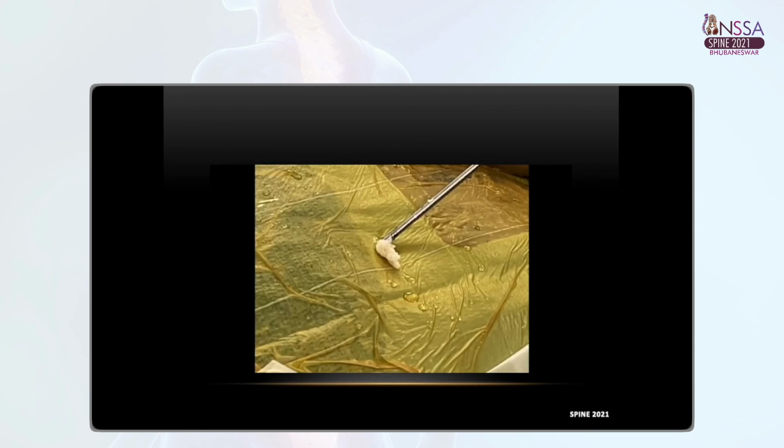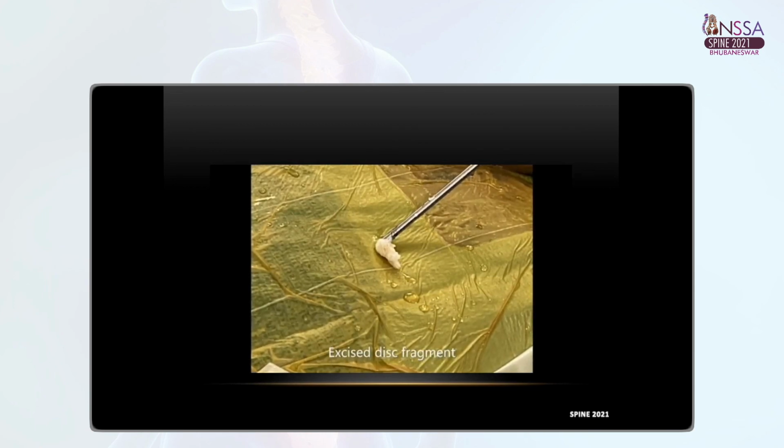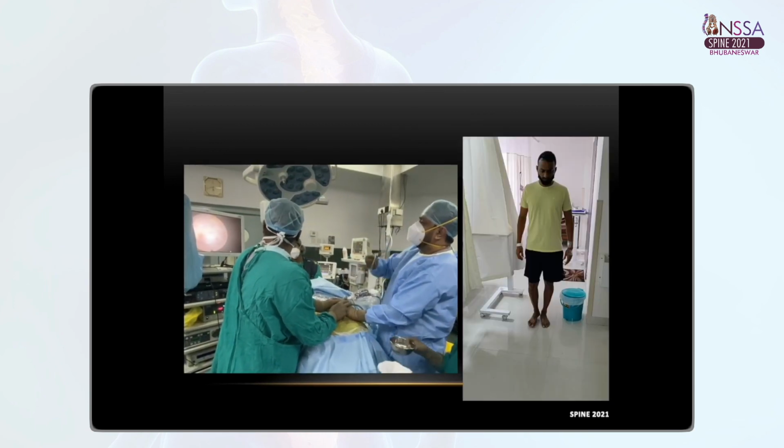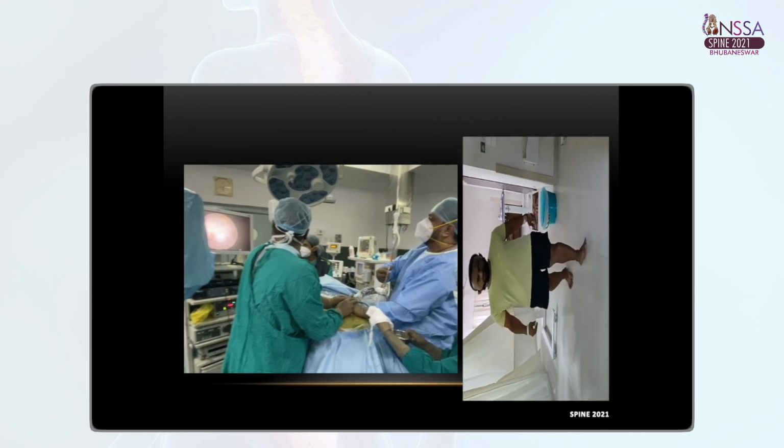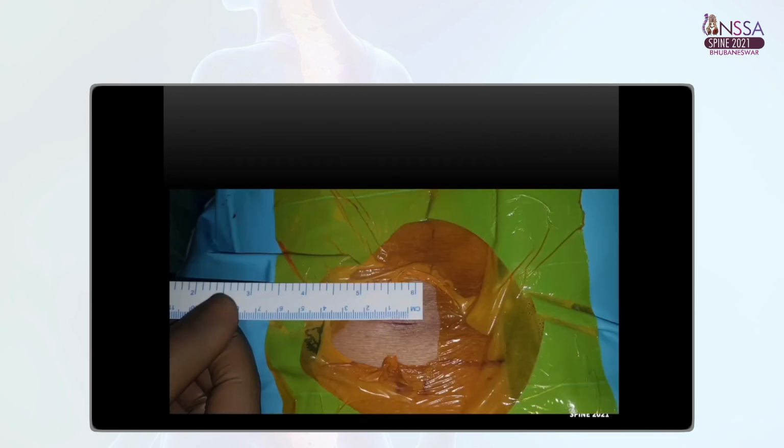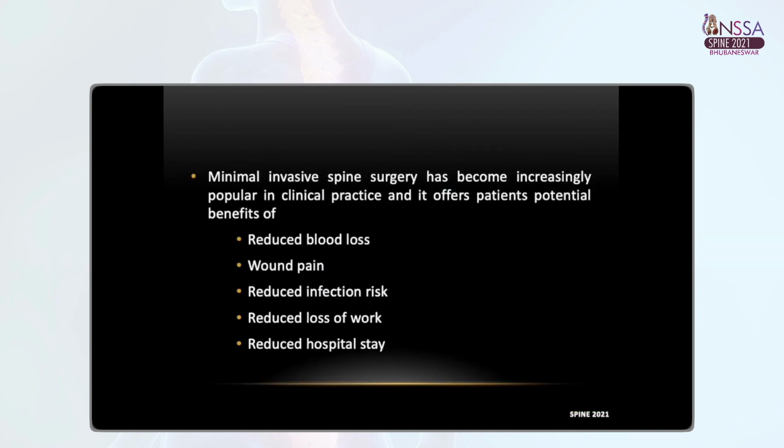We can see here the excised disc fragment, and this is a typical operative setup. Somehow the person has turned sideways, but this is him walking just a few minutes before discharge, which is 2 hours after the procedure. So minimally invasive spine surgery has a lot of benefits. It is becoming more and more popular due to reduced blood loss, wound pain, infection risk, loss of work, and hospital stay.